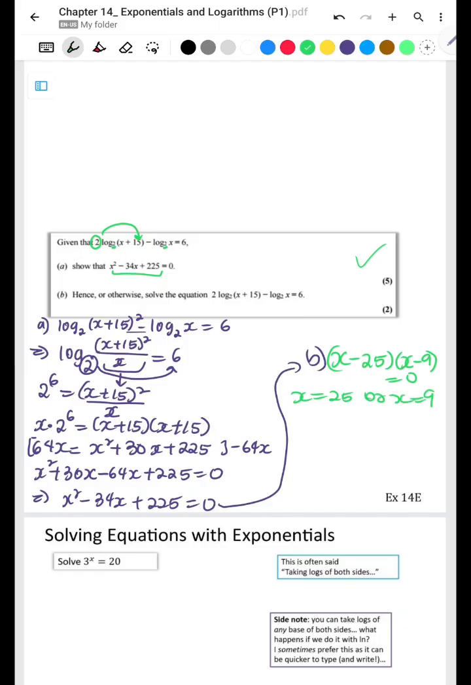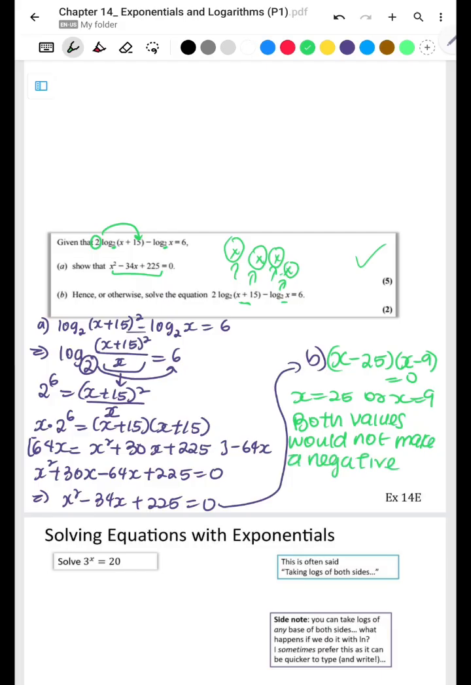Now we need to check if both values will actually work for our logarithm, because I know that a negative value does not work. So if I put a value inside this and this, and I get a negative value, that means that x value is invalid. So I know that when I put 25 plus 15 here, I'll get a positive value, and here is a positive value. When I put 9 plus 15, I'll also get a positive value, and here I'll get a positive value. So both values would not make a negative. So x is equal to 25 or 9. This statement could probably be a mark because you need to show that.